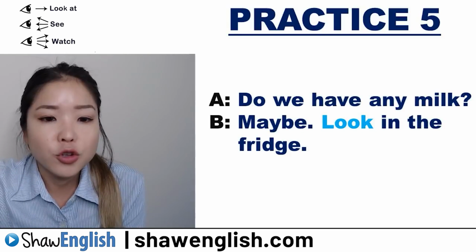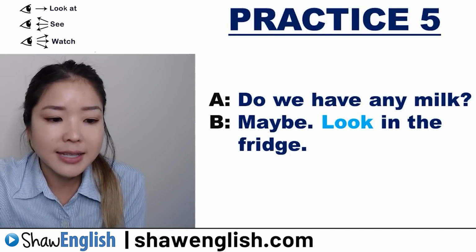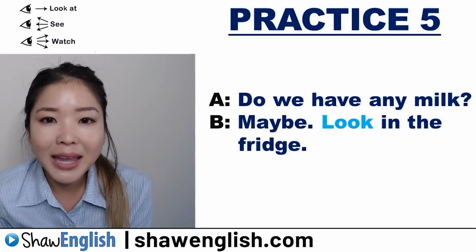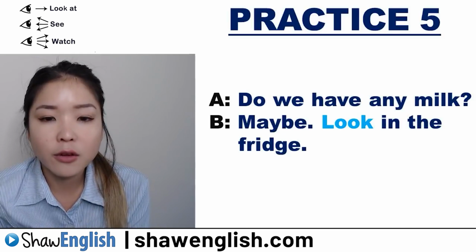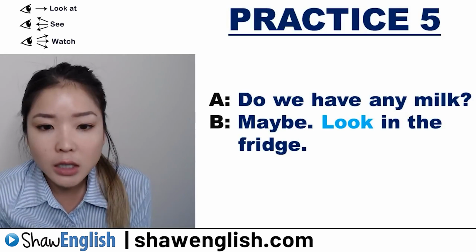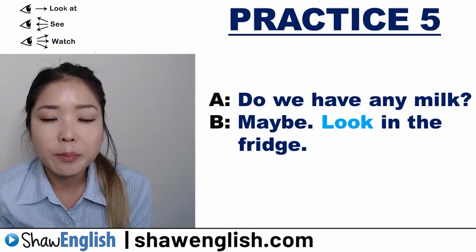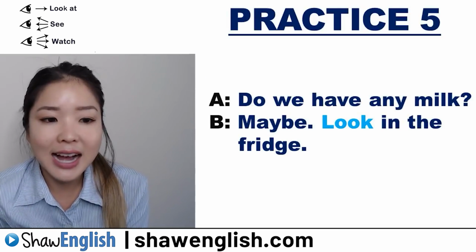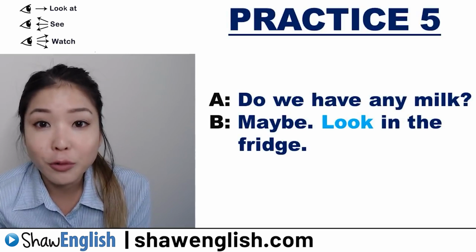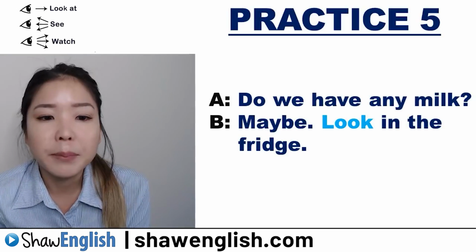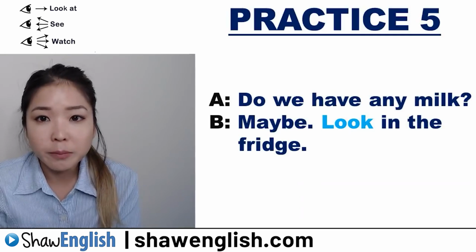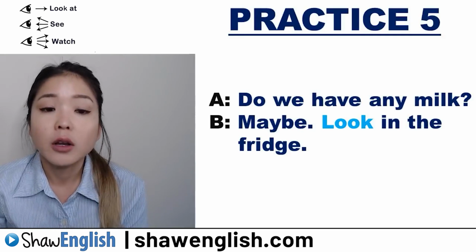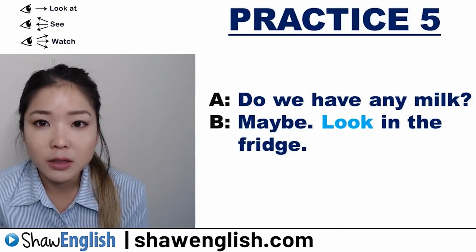Okay. Do we have any milk? A says, do we have any milk? And B says, maybe. Look in the fridge. When B says look, he is directing A's eyes in the fridge, the refrigerator, right? B is saying, pay attention or focus at what's inside the refrigerator. Maybe you will find the milk.